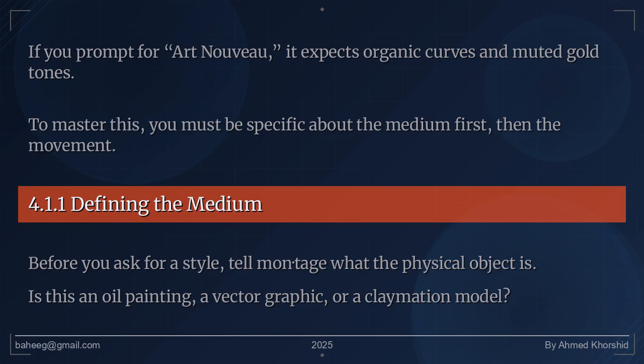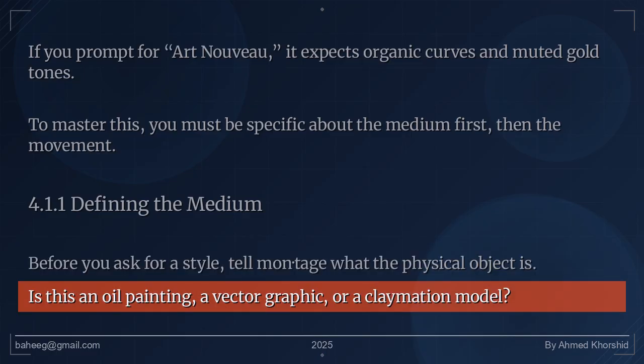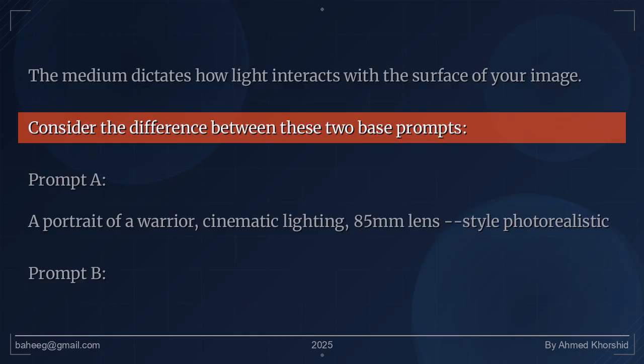4.1.1 Defining the medium. Before you ask for a style, tell Midjourney what the physical object is. Is this an oil painting, a vector graphic, or a claymation model? The medium dictates how light interacts with the surface of your image. Consider the difference between these two base prompts.